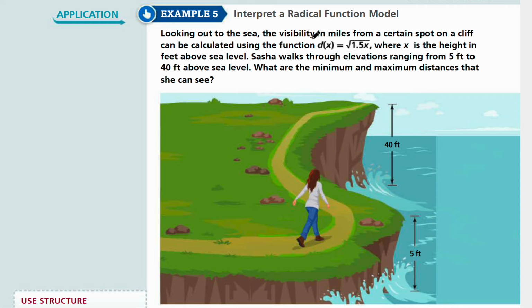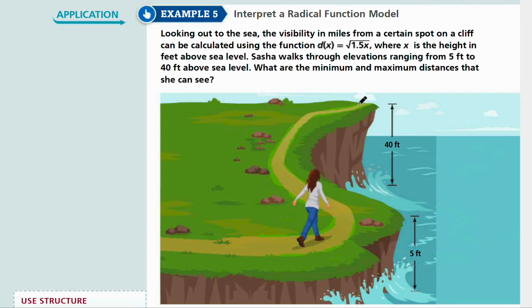So you're going to use this function, right? X represents the height above sea level, and then d of x, the range, represents the visibility from her area, right? And so we want to find the minimum and maximum distances that she can see from 5 feet to 40 feet. And how can we figure that out? Well, first, it'll be helpful if we graph this function, and then we can see if there are any minimum or maximum points, right? So from the graph, you'll be able to see the minimum and maximum points.